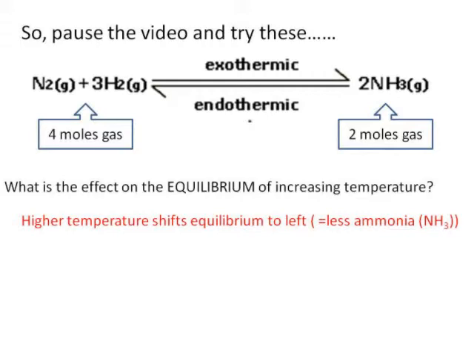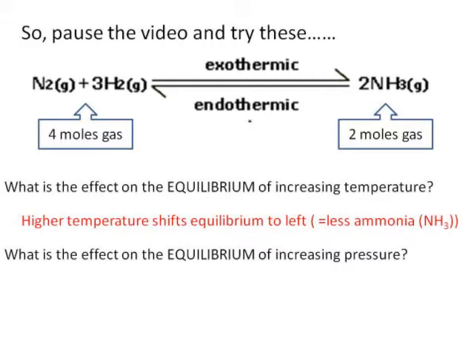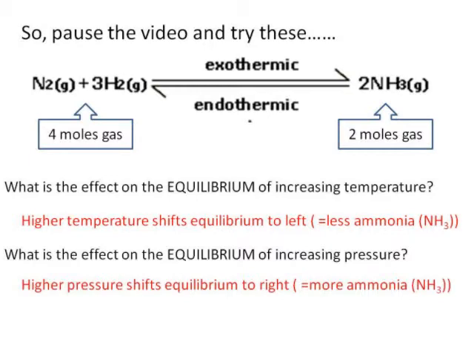Second question: what is the effect on the equilibrium of increasing the pressure? Pause, think, and answer. The answer to the second question is that higher pressure shifts equilibrium to the right to produce more ammonia. That's because the forward reaction produces less gas, the reverse reaction produces more gas. Under a high pressure situation, producing less gas is favoured.